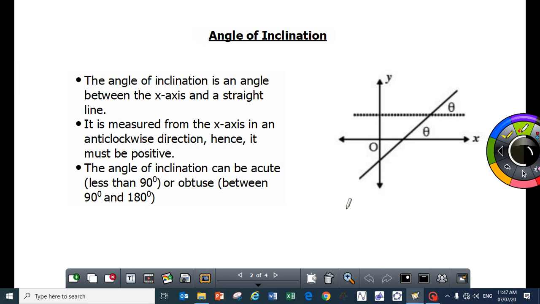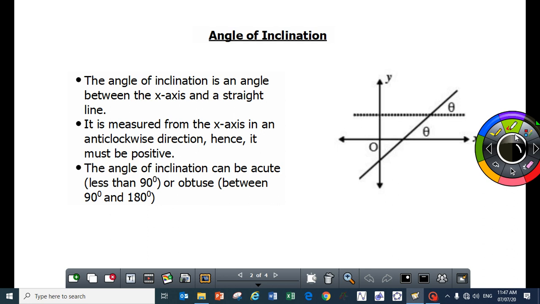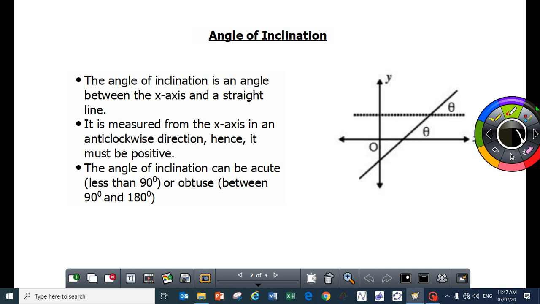A few minutes ago, I explained to you that the angle of inclination is an angle between the x-axis and a straight line. It is measured from the x-axis in an anti-clockwise direction. So this angle here, that's an angle of inclination.